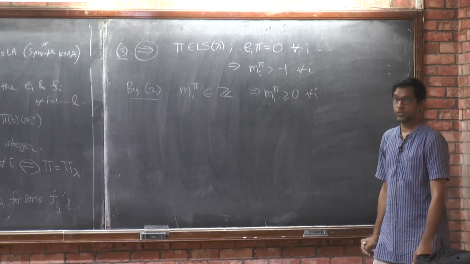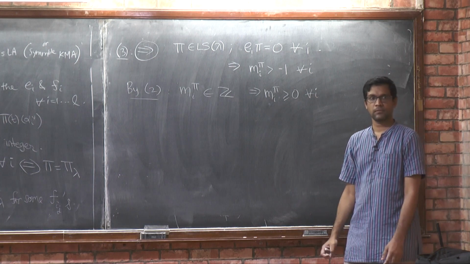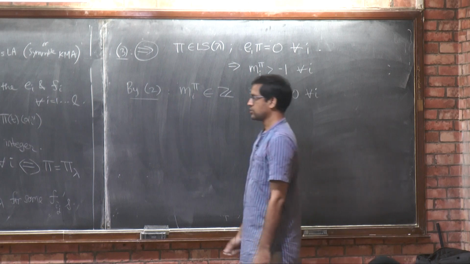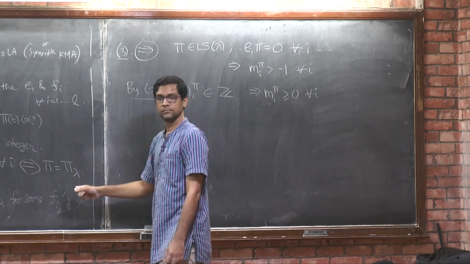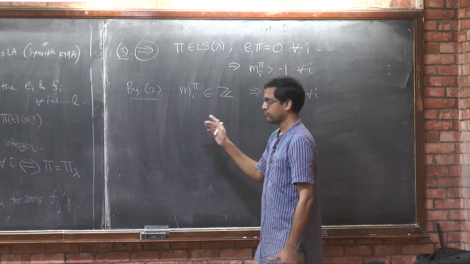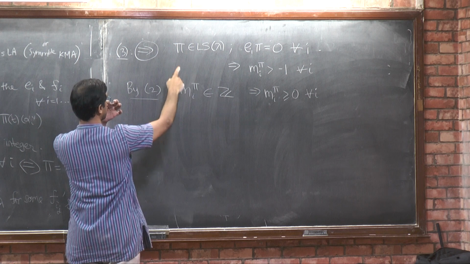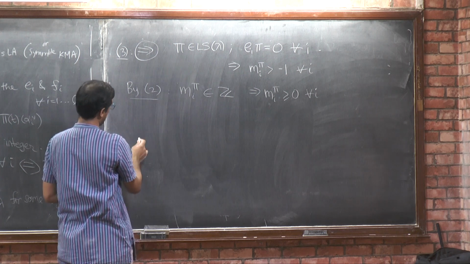Right? So all the minima are 0 or more. Is this fine? Okay. Now let's show that this must be a straight line path. This property, that all the minima are 0 or more, forces this to be a straight line path. Why? Because what does your path pi in L_S lambda look like?